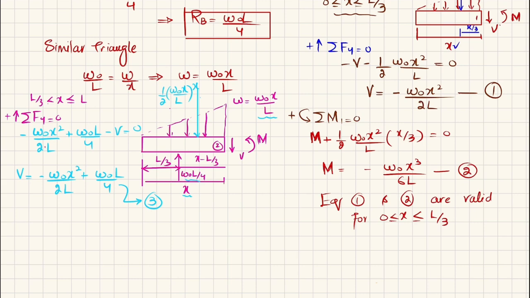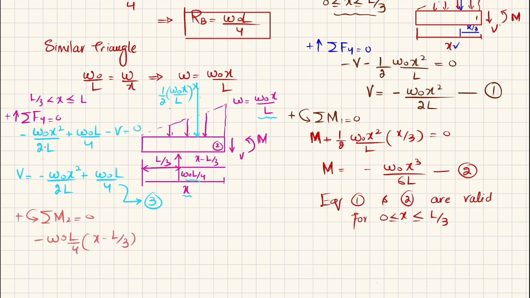Now we'll find this moment by using the equation of equilibrium, that sum of all moments about point 2 is equal to 0, taking the counterclockwise moment as positive. So about point 2, the first moment is this W naught L by 4, and the perpendicular distance is X minus L by 3. This is producing clockwise, so it will be negative. So I will write minus W naught L by 4 into X minus L by 3.